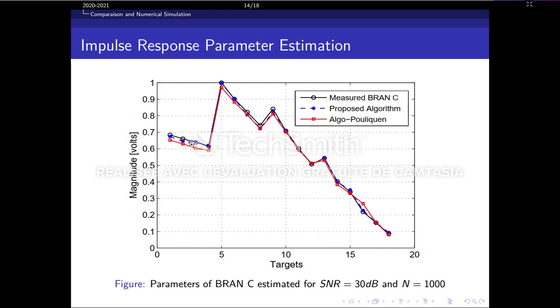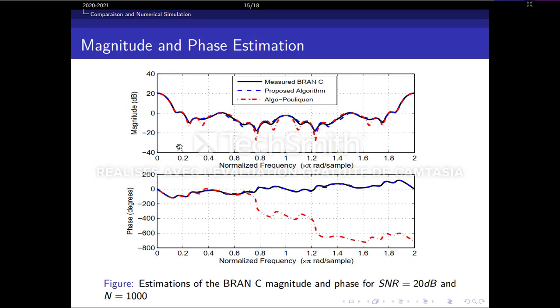Magnitude and phase estimation. In order to test the robustness of the proposed algorithm in the frequency domain, we show the estimated magnitude and phase of the channel impulse response in the case of N equal to 1000, 2000 and 3000. Figure number 4 indicates that where the number of data is 1000, we can conclude that the estimated phase of the channel impulse response via the proposed algorithm is closer to the true one. However, using the polynomial algorithm, there is a significantly large difference between the measured data and the estimated phase.